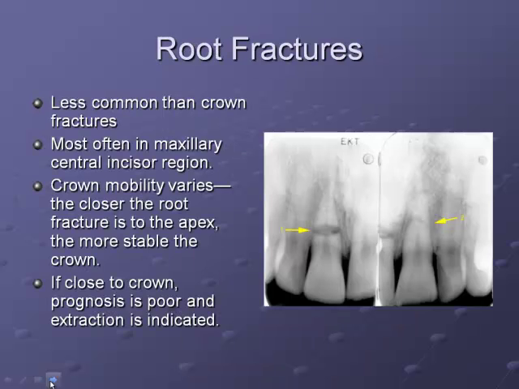A root fracture is less common than crown fractures, most often in the maxillary central incisor, and crown mobility varies. The closer the root fracture is to the apex, the more stable the crown. If the root fracture is close to the crown, prognosis is poor and an extraction is indicated.